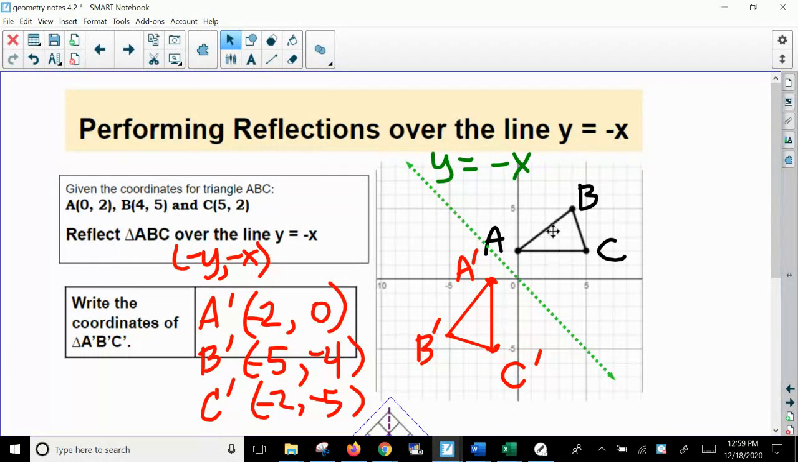Again, the over-down method will work. If I look at point A, I would have to go over 2 blocks to touch the reflection line. So from there, go down 2 blocks. Point B and C, same thing. Point B is how many blocks? 9 blocks going over. So from there, you would go 9 blocks down to reflect point B.